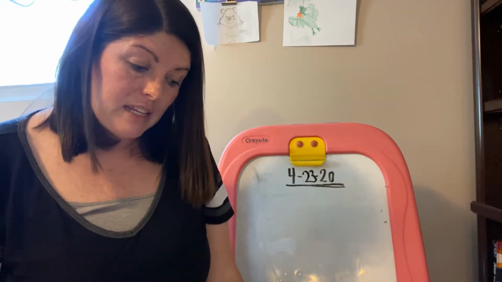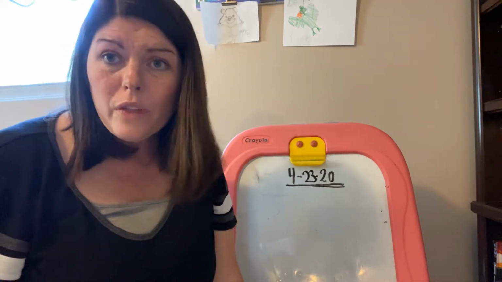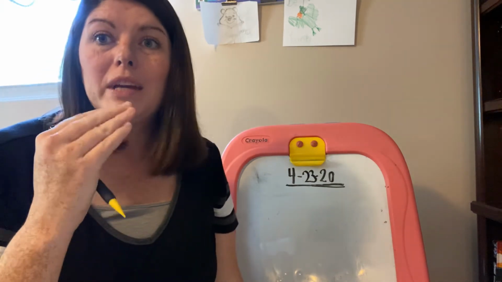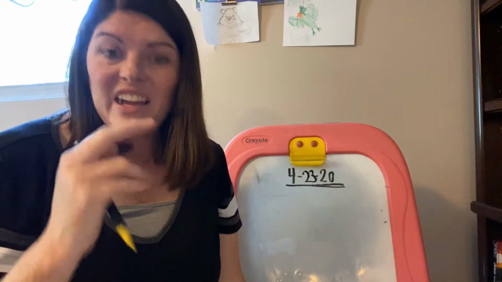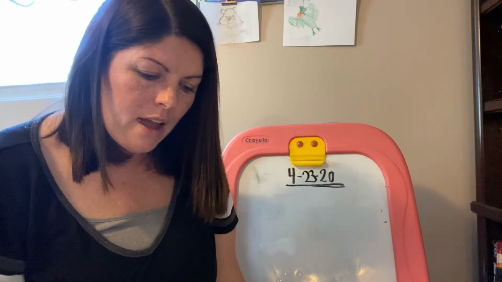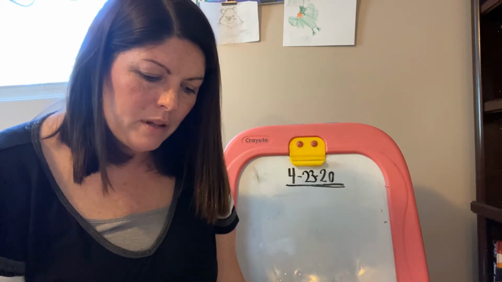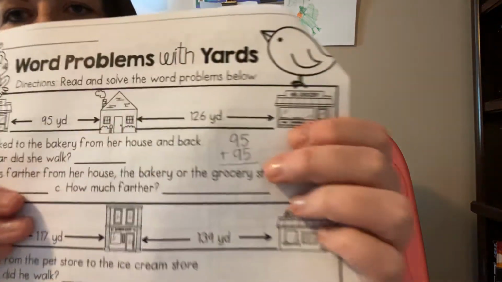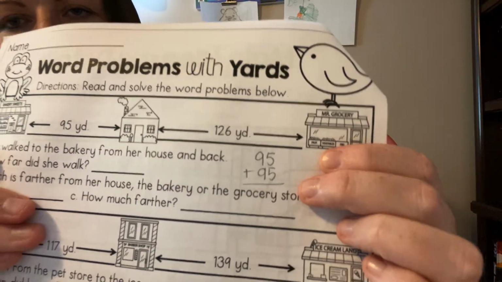Our statement says that she walked there and back. So that means we need to do what? Add these 2 together. So go ahead on your paper. In that little white space right beside it, I want you to write 95 plus 95. Just like I did, 95 plus 95.